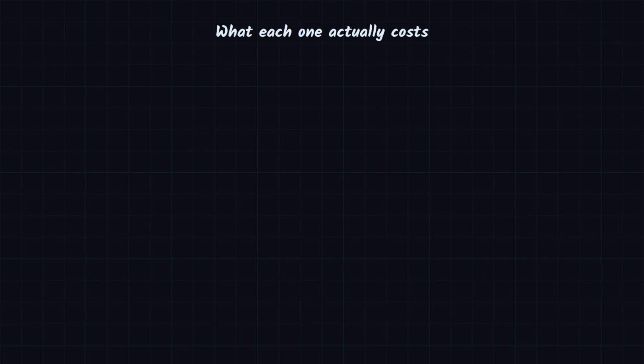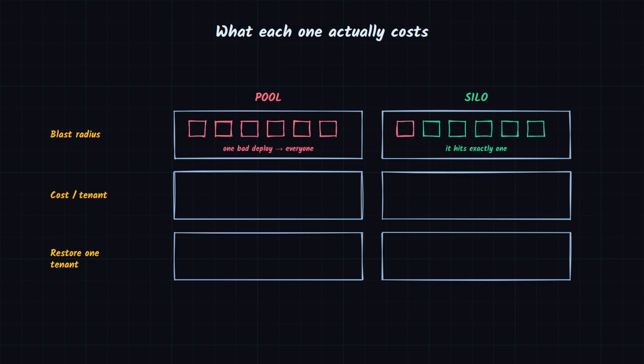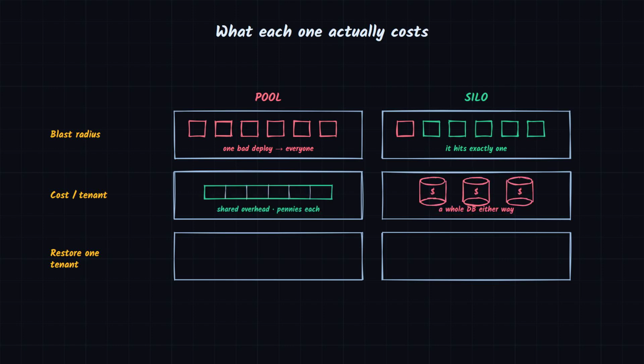Blast radius. In a pool, one bad query or one bad deploy can affect every customer at once. In a silo, it affects one. Cost per tenant. Pooling shares fixed overhead across everyone. So a small customer costs you almost nothing, while a silo pays for a whole database whether that customer uses it or not. Operations. Migrating one schema is a task, and migrating thousands of them is a project, which is episode 6. And then per-tenant restore, which people forget until they need it.